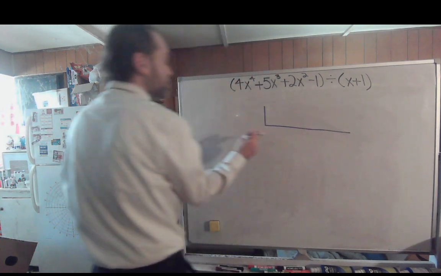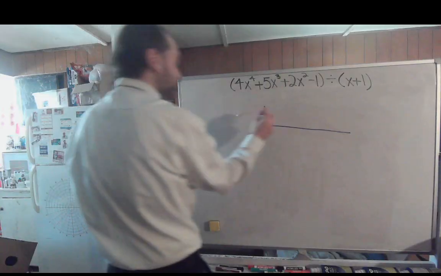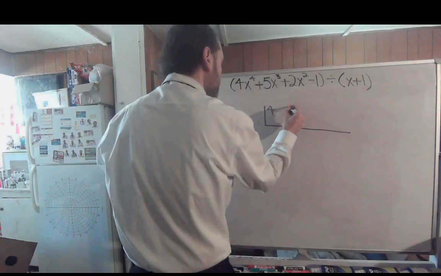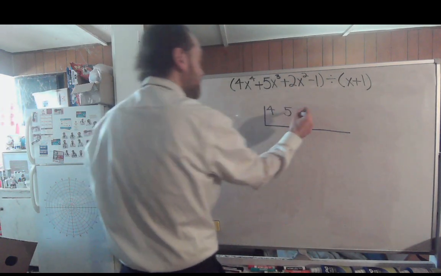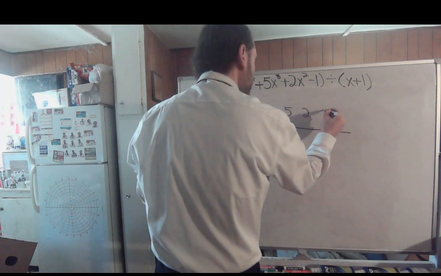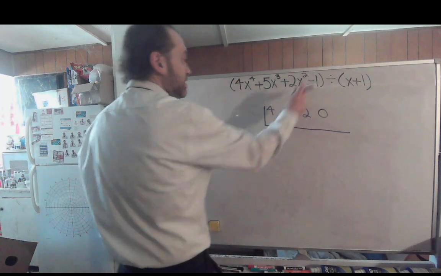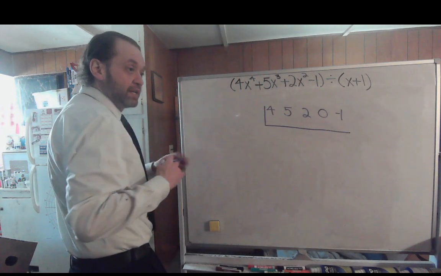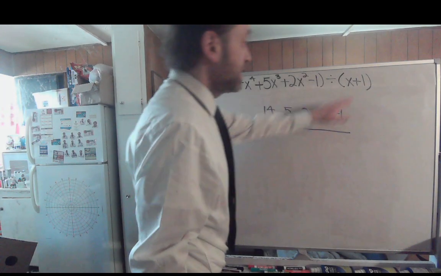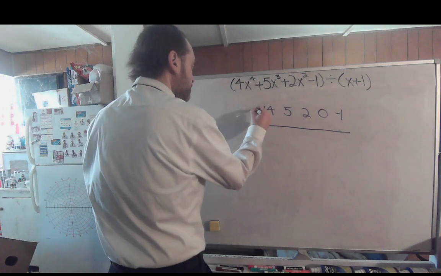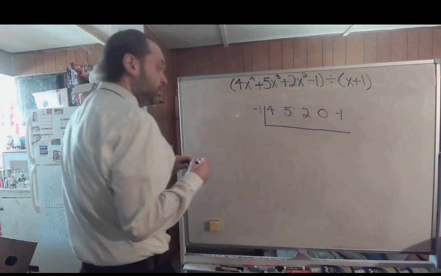Take your coefficients of the polynomial. You have 4 for x to the fourth, 5 for x to the third, 2 for x to the second. You don't have an x to the first term, so that coefficient is 0. Then you have negative 1 for your constant. What are we dividing this by? Set x plus 1 equal to 0, you would get negative 1 for your value. So we're going to divide all this by negative 1.